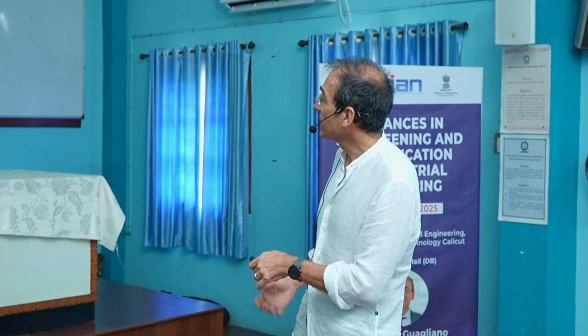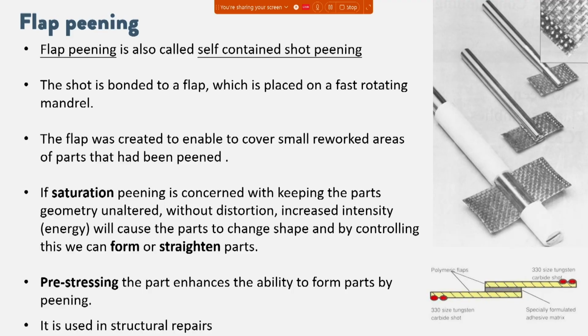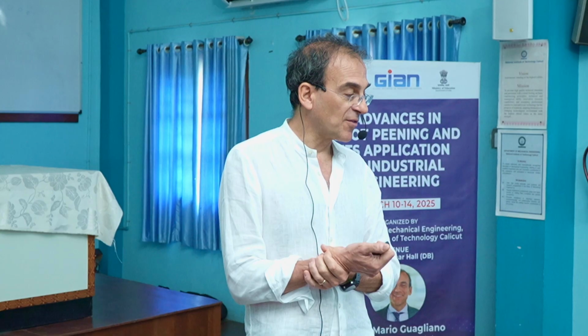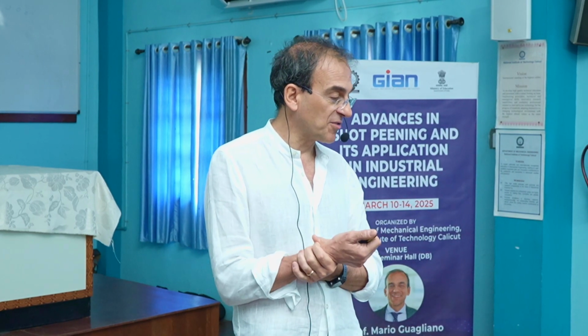By using this tool, imagine we put it in the internal surface of a hole at high speed. With this tool, which is quite hard, with the shot at the end of the tool itself, we are able to induce suitable compressive residual stresses. The shots are bonded to a flap, the tool here. These are the shots, and everything is put on a rotating mandrel, so this is turning at high velocity.